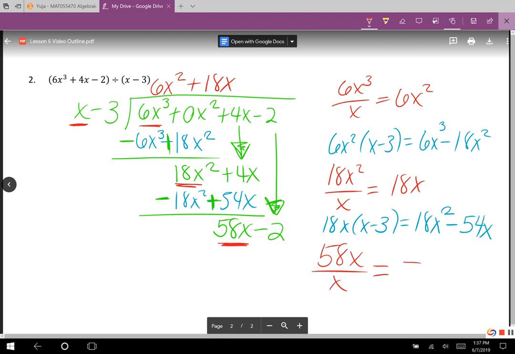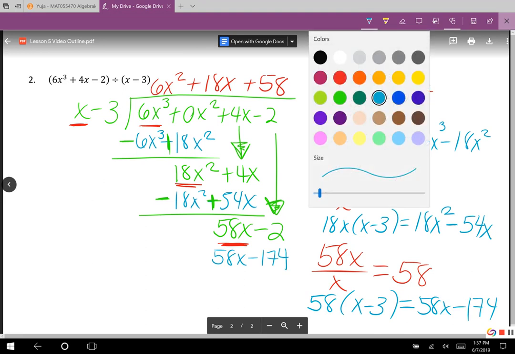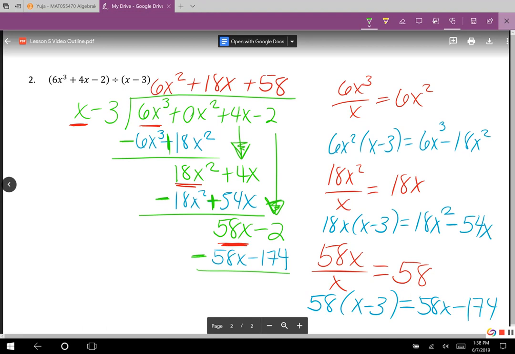So 58x divided by x is 58. All right, find the remainder. So we have to multiply. What is 58 times x minus 3? That would be 58x minus 174. So 58x minus 174. And then almost done, we're going to subtract to find that remainder. So minus, that one becomes a plus. The x's go away. Minus 2 plus 174 is 172. There's no more terms to bring down, so I'm done.